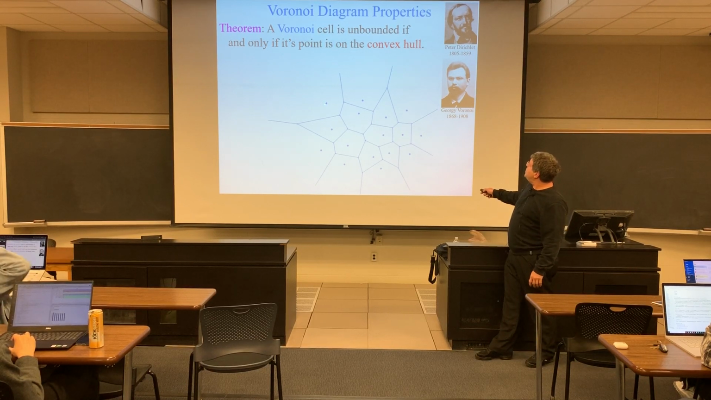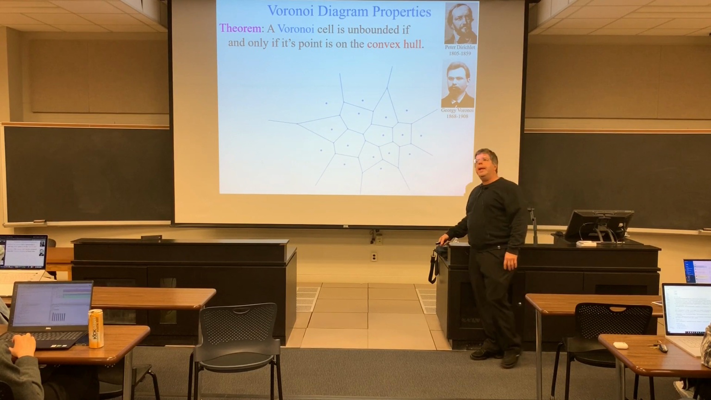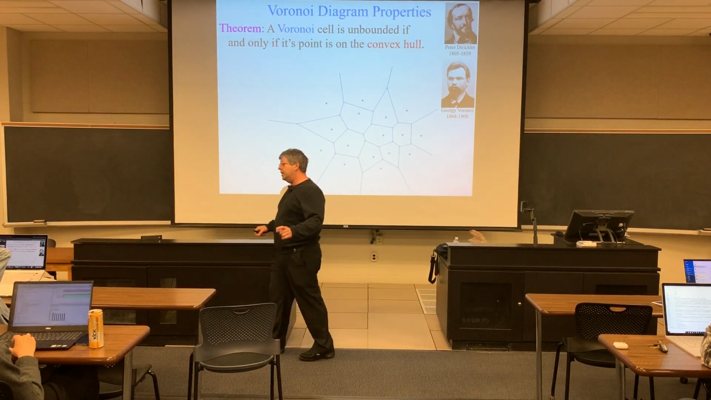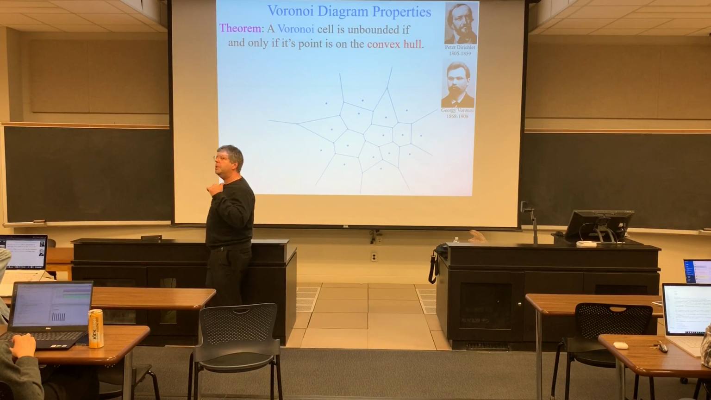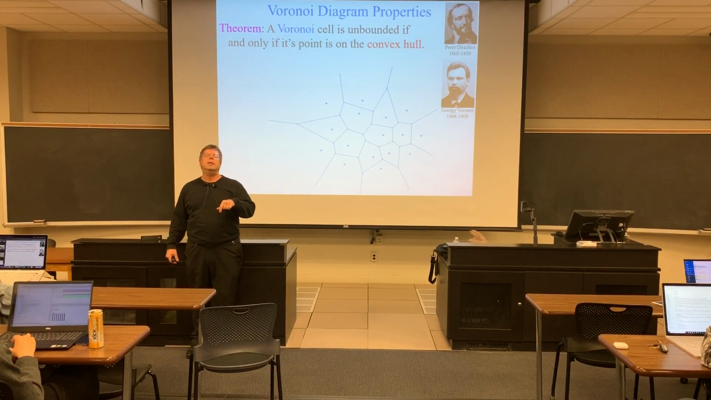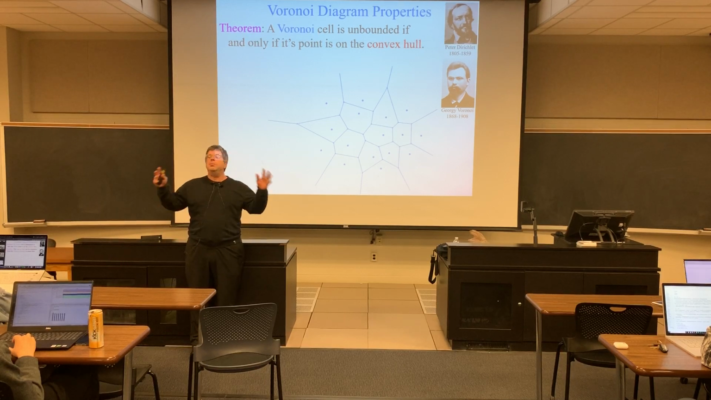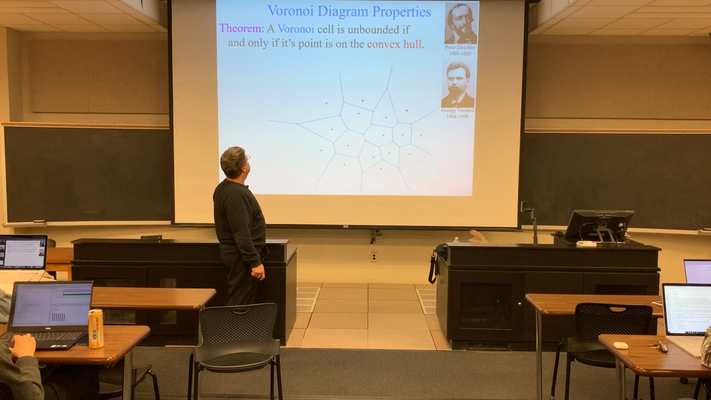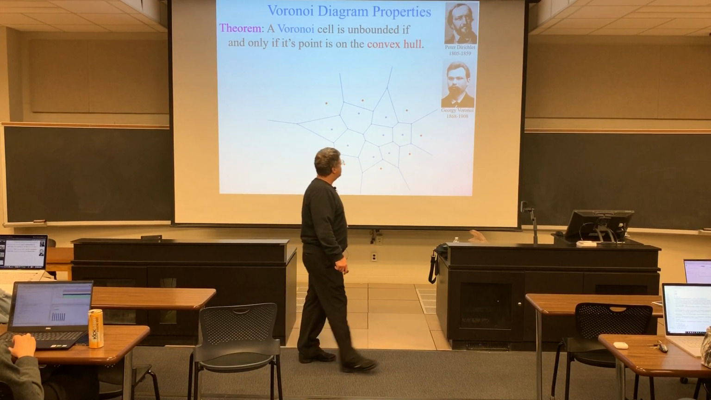So there's an interesting relationship between the unbounded regions of a Voronoi diagram and the convex hull. The points associated with these unbounded regions are the convex hull points, which suggests that if you have the Voronoi diagram, you can get the convex hull for free. Just take the points associated with the unbounded regions, and those are the convex hull points. Here I'm highlighting them in red. These are the convex hull points.